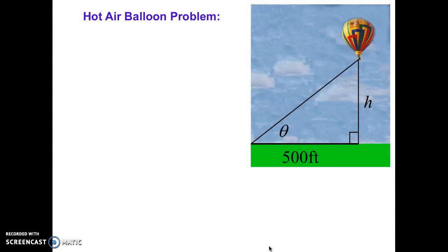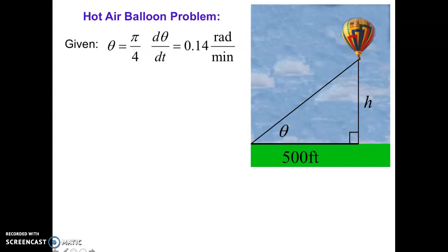This is the classic hot air balloon problem. Now, say I'm sitting here with my camera, 500 feet from the launch site of a hot air balloon, and my arm is swinging up with my camera to take a picture of the balloon, where theta is the angle between the horizontal and my line of sight. At this particular point in time, the angle is 45 degrees, or pi/4 radians.